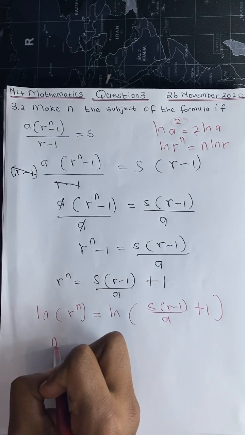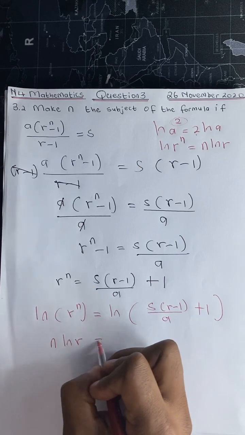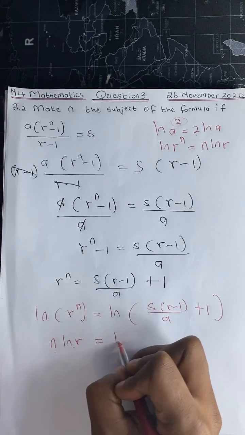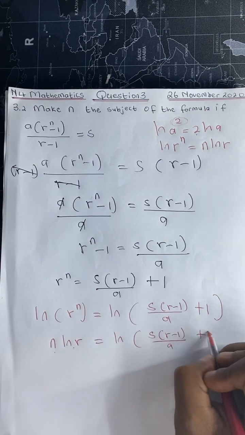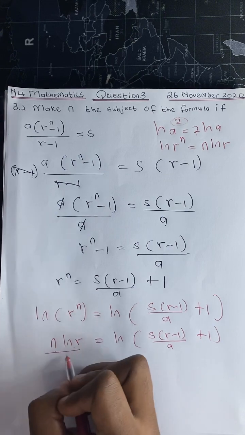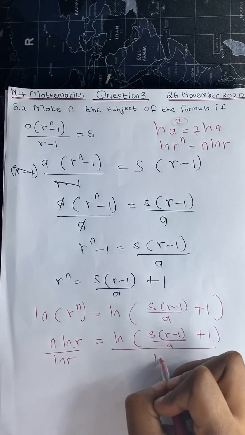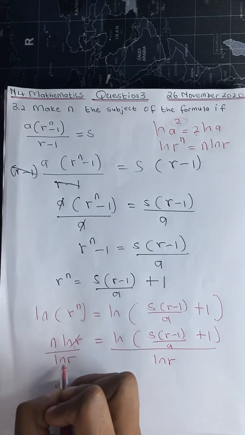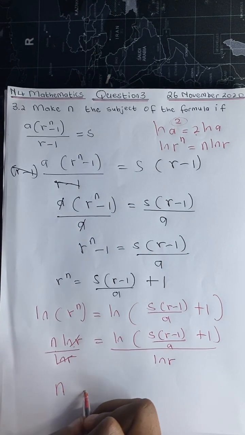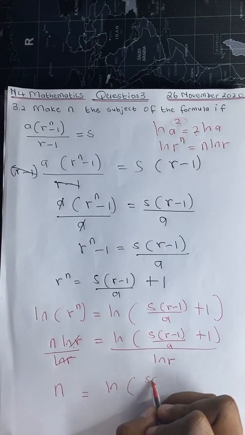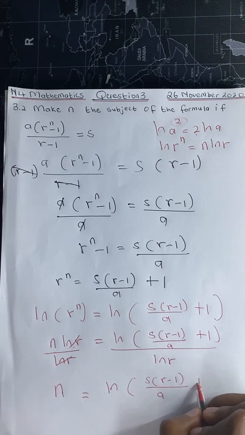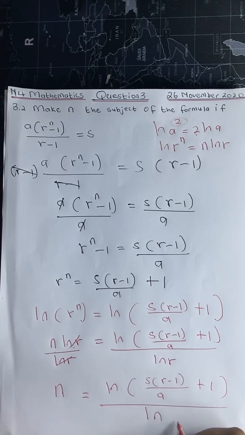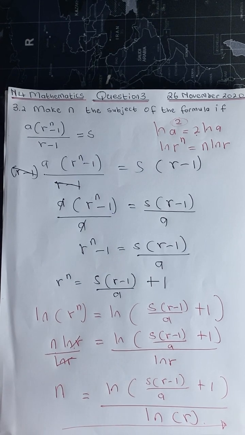So this, as per our logarithmic rules, will be n ln r. So we divide both sides by ln r, so that ln r will cancel out with that ln r. So we'll have n is equal to ln of (s(r minus 1) over (a plus 1)) all divided by ln of r. So that's it for question 3.2.